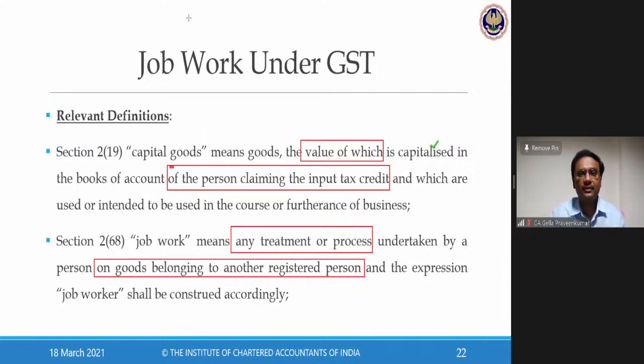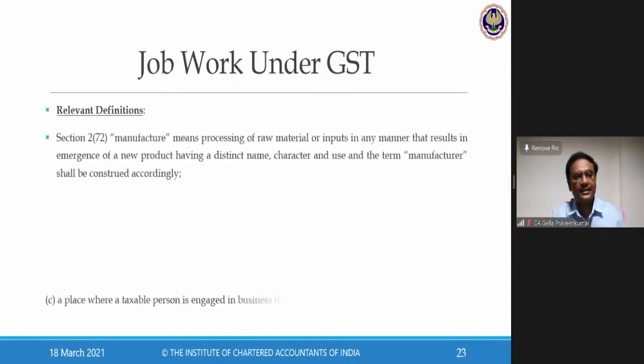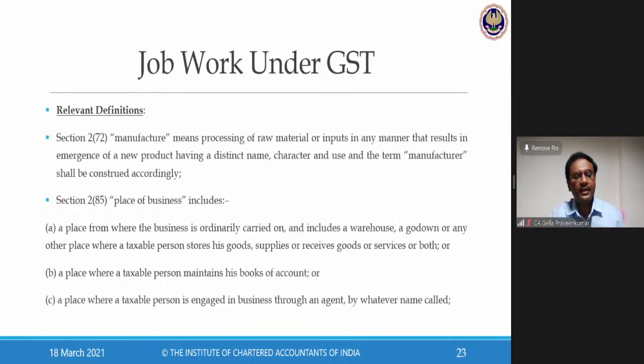So they say a person who is doing a process of activity or a treatment on the goods belonging to another registered person, then it shall be called job work. Next, manufacture. When you look into the definition called job work, and when you look into the definition called manufacture, I would say manufacture is a subset of job work. I would say job work is a macro definition. Manufacture is a microscopic definition.